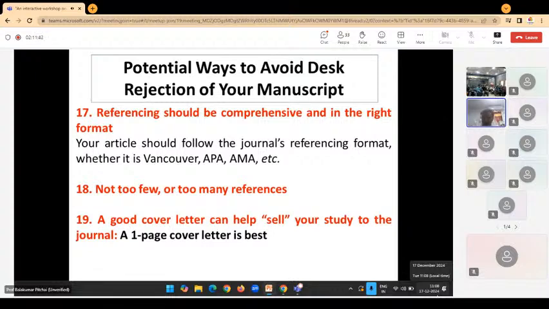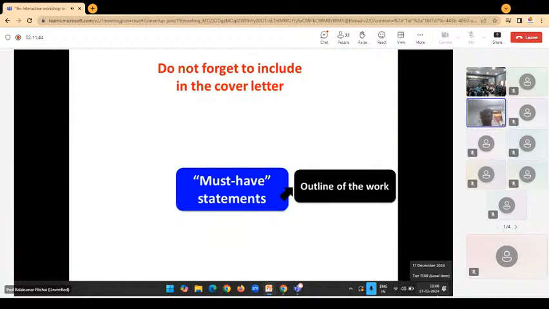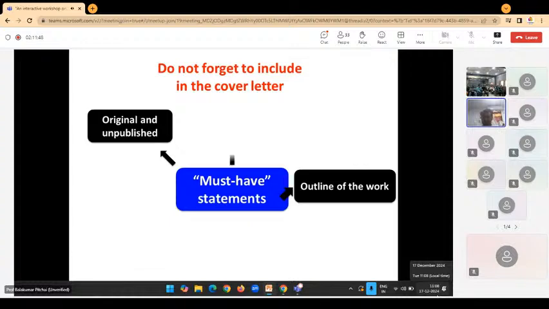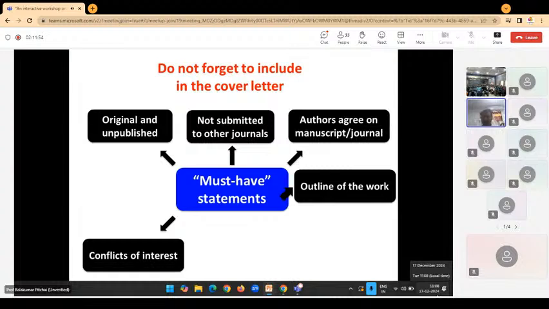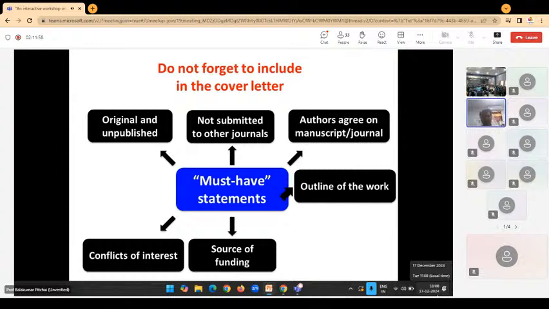A one-page cover letter, Dr. Jagdish must have discussed this one. So you should state that the paper is original and unpublished, not submitted to any other journal. All authors have agreed, and an outline of the work and conflict of interest, any financial conflict of interest, and the source of funding.